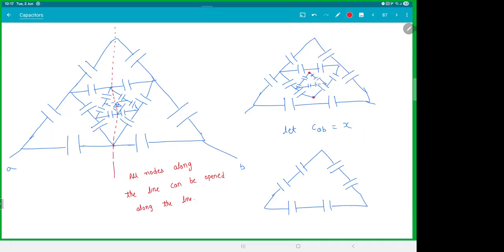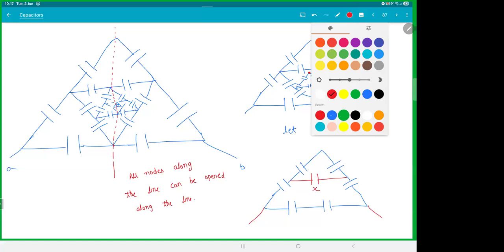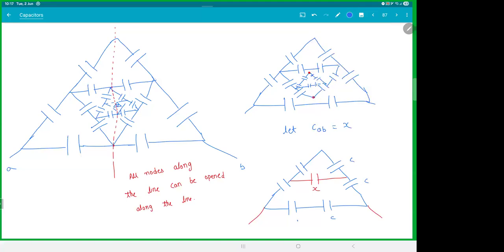You can replace that whole branch inside with one more capacitor whose value is X. And all these are C. Can you find the equivalent of this? All these are in series parallel. The equivalent of this will be what? That will be again X.